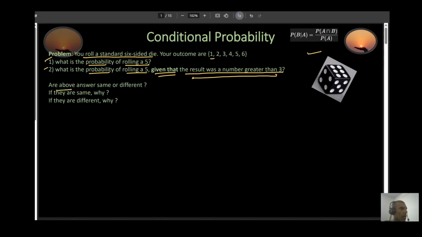So are your above answers the same or are they different? If they are the same, why are they the same? If they are different, why are they different? These types of questions are answered by conditional probability. This session is about conditional probability. By the way, the answer for the first is 1 over 6, and the answer for the second is 1 over 3.